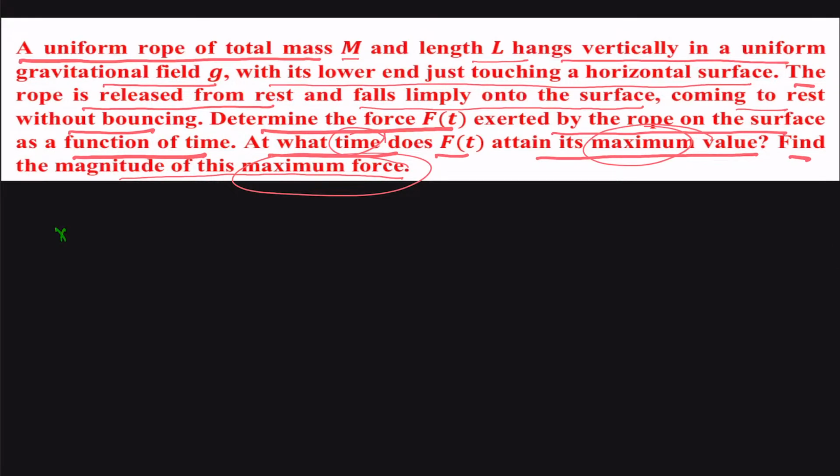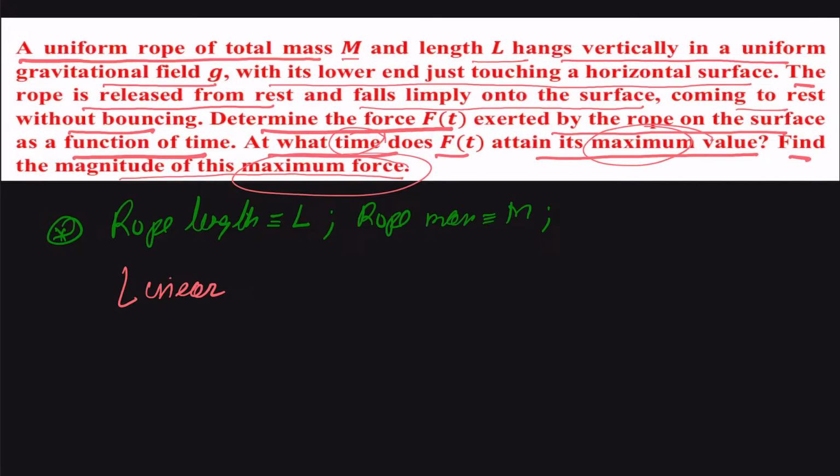So we are given that we have a rope of length L, and the total rope mass is given as capital M. From here we are going to find its linear mass density, or mass per unit length. Suppose that is lambda, that will be equal to total mass divided by total length.